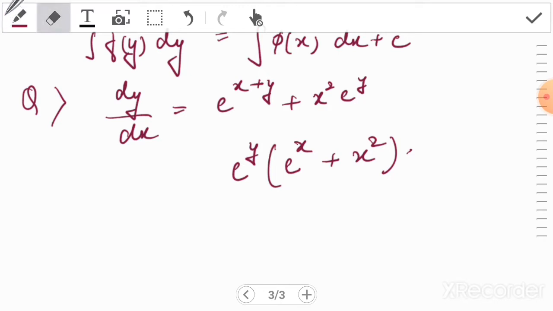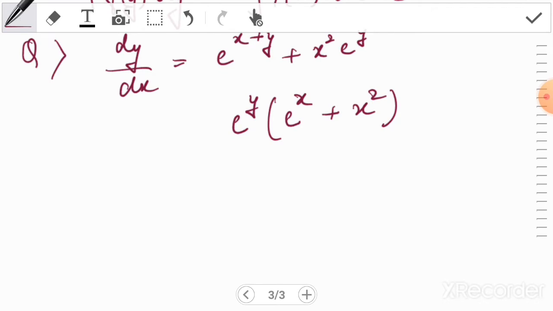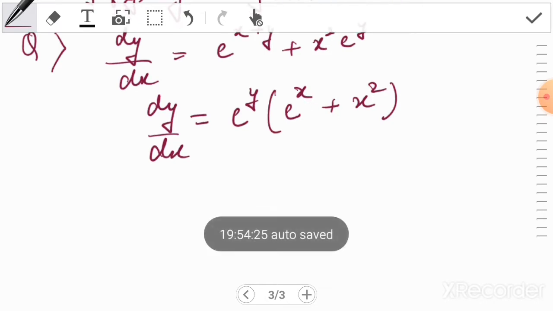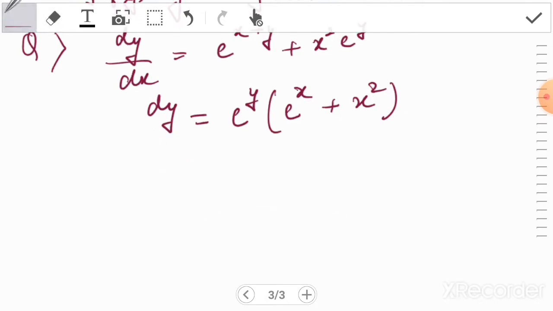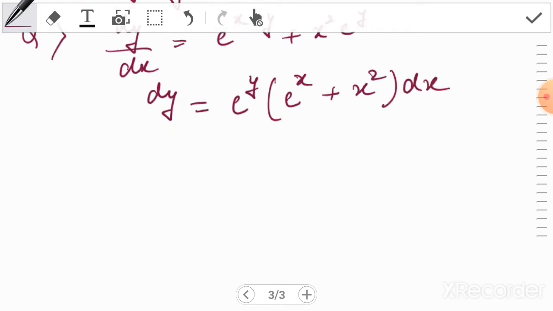Okay, so that means the given equation is dy by dx is equal to e raised to the power y, whole multiplied by e^x plus x square. Now taking dx on the other side and e raised to the power y on the left side, so e raised to the power minus y dy is equal to (e^x plus x square) dx.